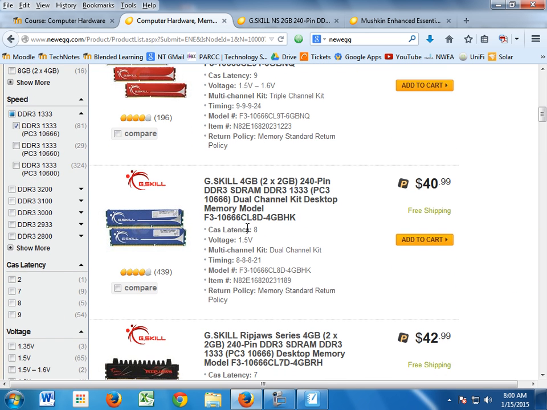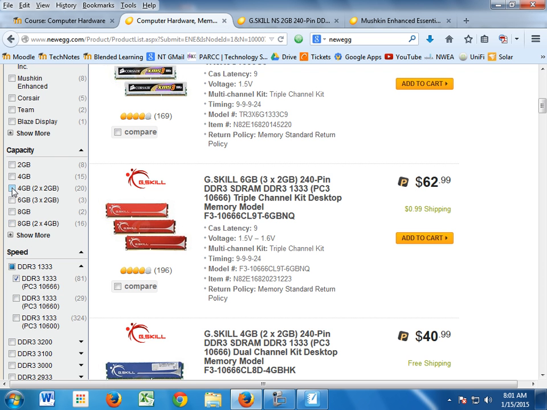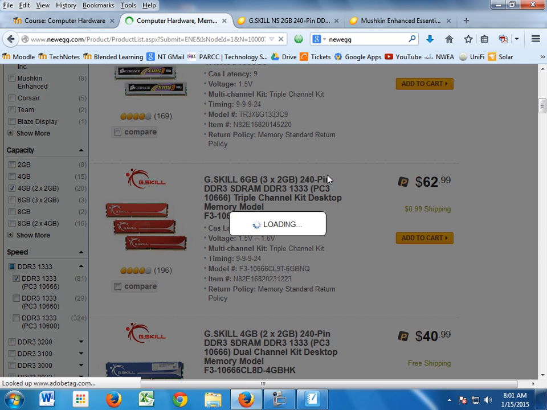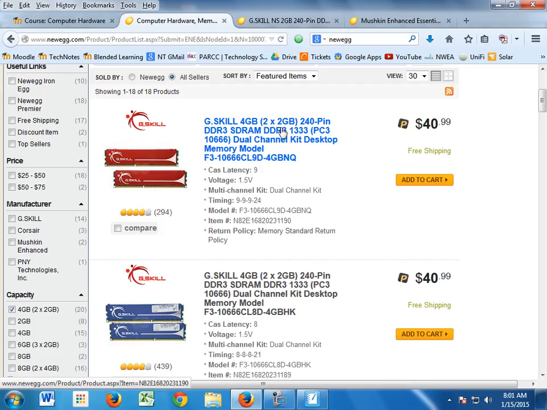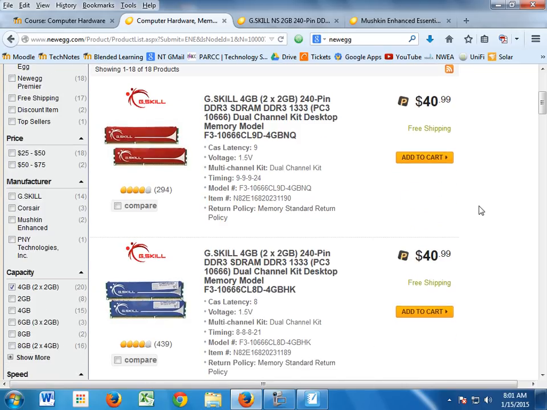Okay, so here's one that has cast latency of 8. It's 2x4. I'm going to pick 2x4s and maybe I'll be able to redeem myself here. Okay, so this one is 2 gig sticks, has a cast latency of 9. This is 2 gig sticks, has a cast latency of 8. Everything else being the same, if this is DDR3 and it's the same speed as this DDR3, and it is, the only thing that's different here is this cast latency is 9 and this cast latency is 8. So which one is faster?